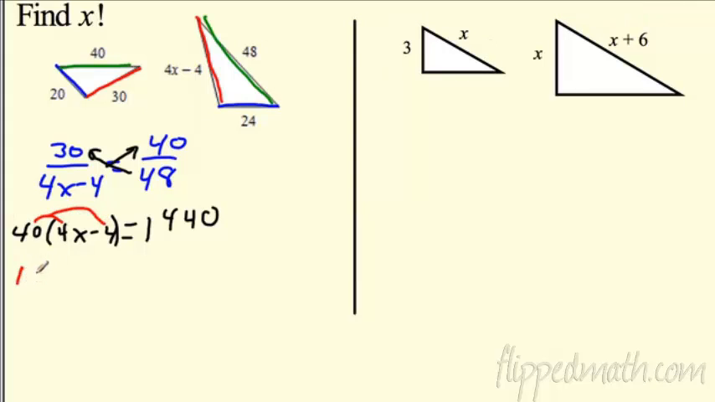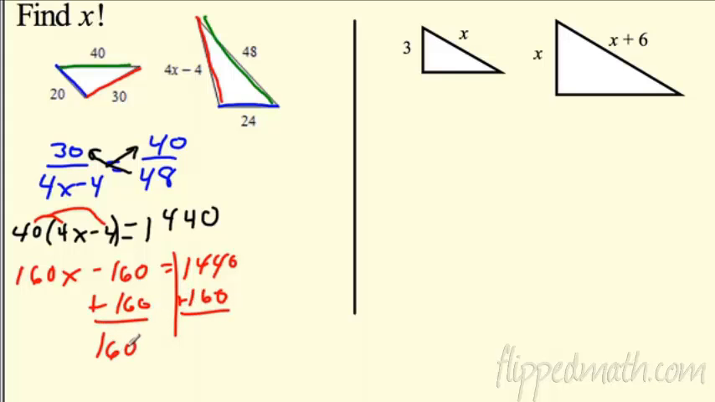So 40 times 4x, 160x. 40 times 4 is 160. We're looking at 1440 on the other side. And just solve this. What do we got to do? Add 160 to both sides. Add 160. So we're looking at 160x equals, what is that? 1600? Oh, that's nice. 1600.